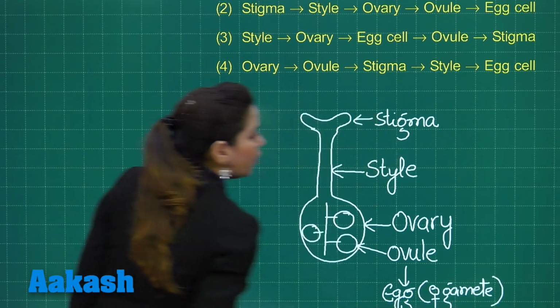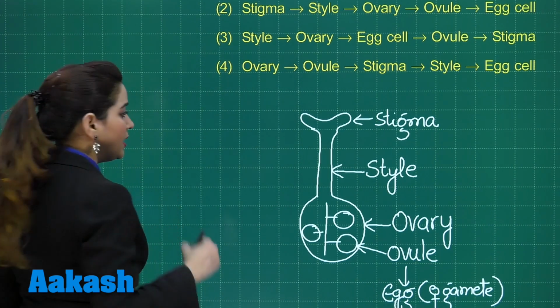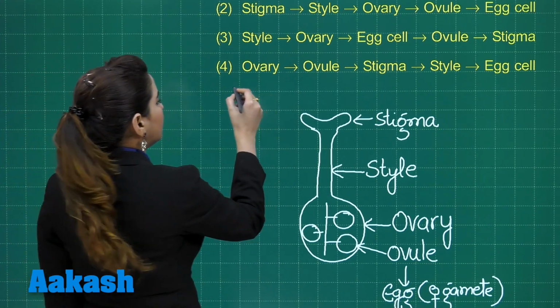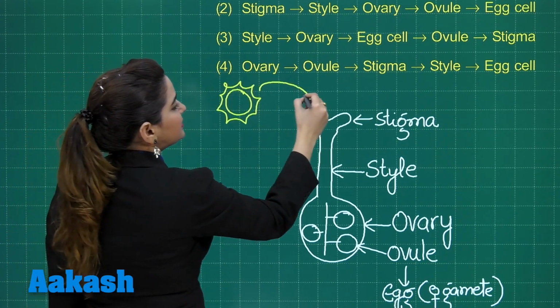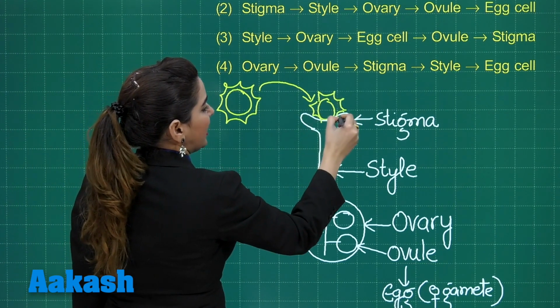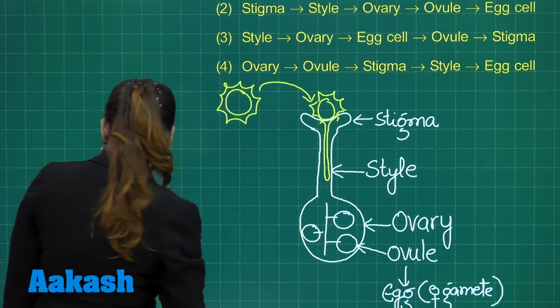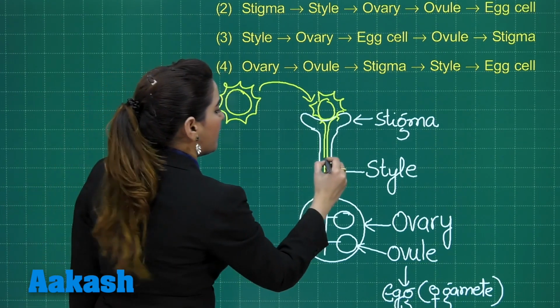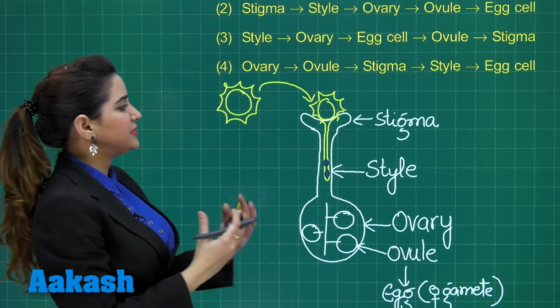Okay. Now, if pollen grain, which comes from the male part, lands on the stigma of a flower, what will happen? Pollen tube is going to germinate. Now the pollen tube, inside it, will have two male gametes. Now what is the sequence? What is the sequence that you see here?